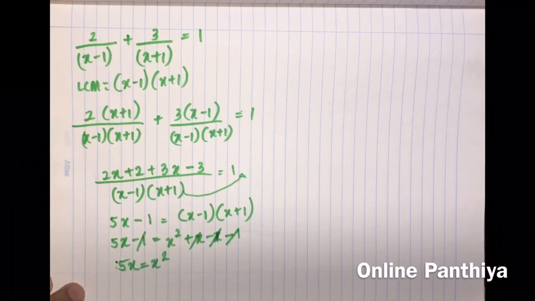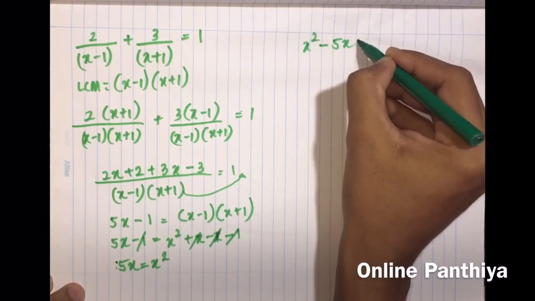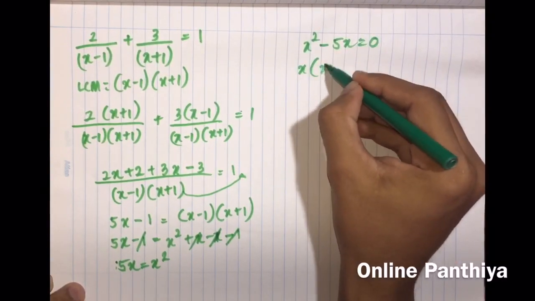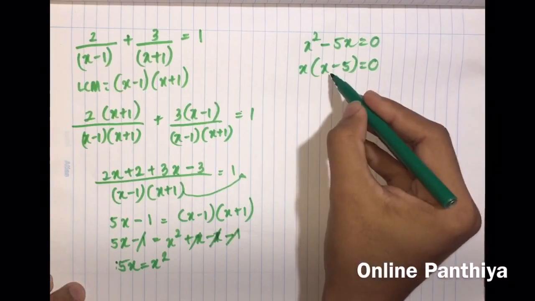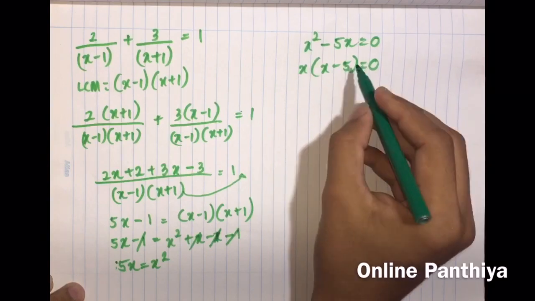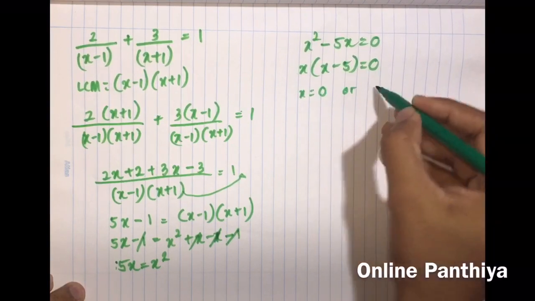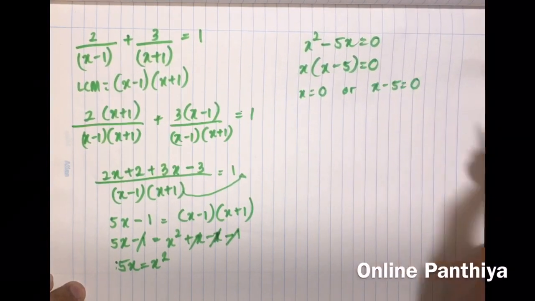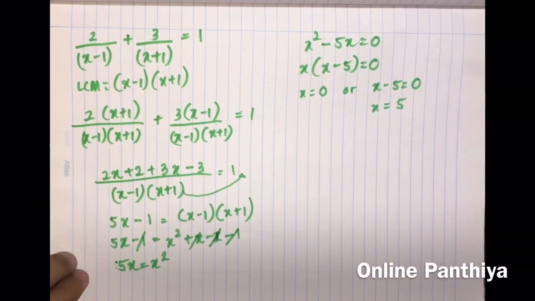Now how do you find x? Take all to one side. I'll take 5x to the other side, therefore I have x squared minus 5x equals 0. So x is common, take x out: x times x minus 5 is equal to 0. Now this or this is equal to 0 because these two are multiplied. Even if one is equal to 0, the result would be equal to 0. So you can say x is equal to 0 or x minus 5 is equal to 0. So here you can say x equals 5. Is that clear? This is just what you have to solve.